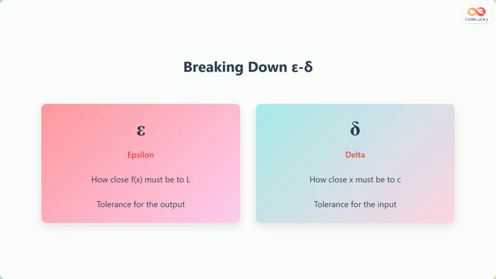Let's break down the epsilon-delta definition. Epsilon represents how close f(x) must be to L, essentially the tolerance for the output. Delta represents how close x must be to c, which is the tolerance for the input.